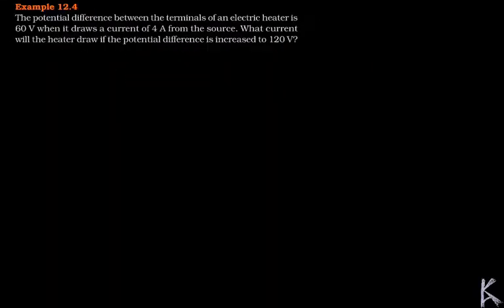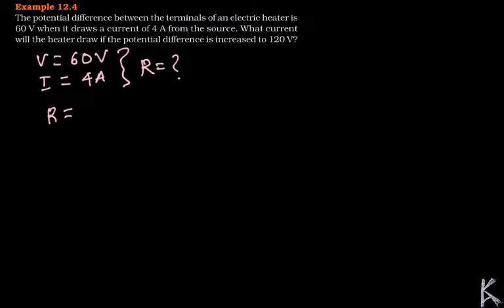Now next question, example 12.4. The potential difference between the terminals of an electric heater is 60 volt when it draws a current of 4 ampere from the source. V is given as 60 volt. Just write it. What is given? When it draws a current, I is equal to 4 ampere. Here the resistance is not given, so we will have to find the resistance first.